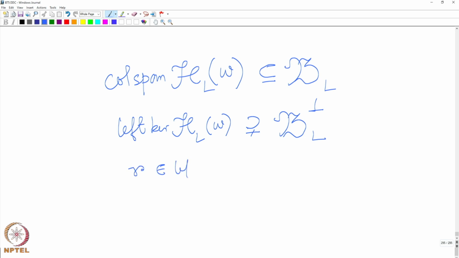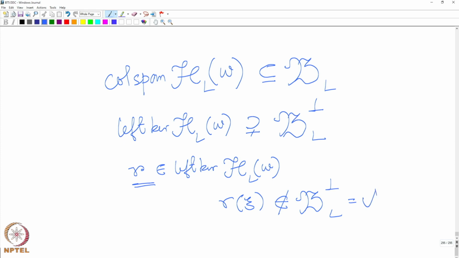Then there will exist some R vector in the left kernel, but the corresponding R xi will not be in B_L perp, which is also the same as the L-th degree annihilating polynomial vectors. Because this is a strict containment, we should be able to find such a vector. And then we started to construct some method by which we would be able to show that this leads to a contradiction.